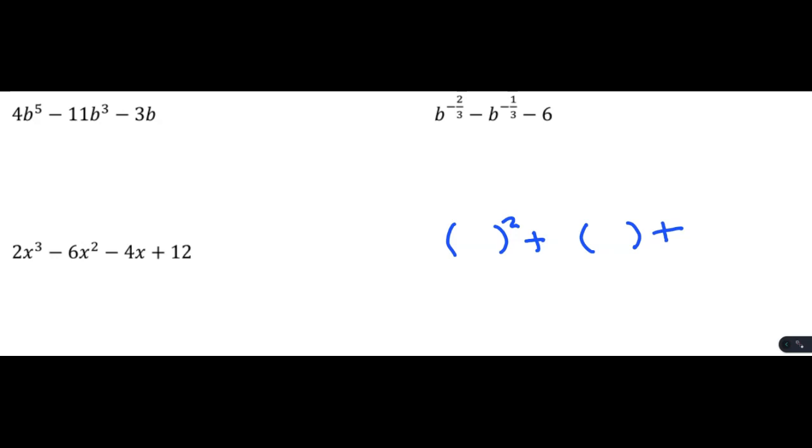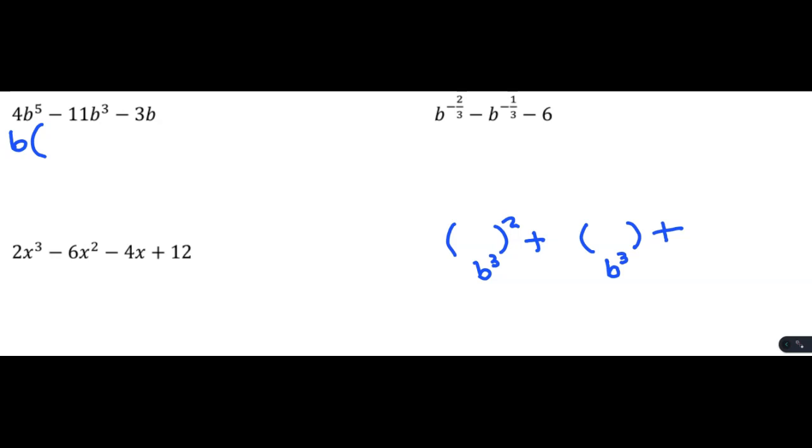So with this very first example, 4b to the fifth minus 11b cubed minus 3b, I actually don't think I have that structure, because what would have to go in the parentheses would be a b cubed, and that means the very first term would have to have a b cubed squared, which is b to the sixth, not b to the fifth. But I can do something. I notice that I have a common factor of b, and you should always watch for your common factor, whether it's the variable that you can factor out, or even if it's just something from the coefficients. That's going to make everything much easier.